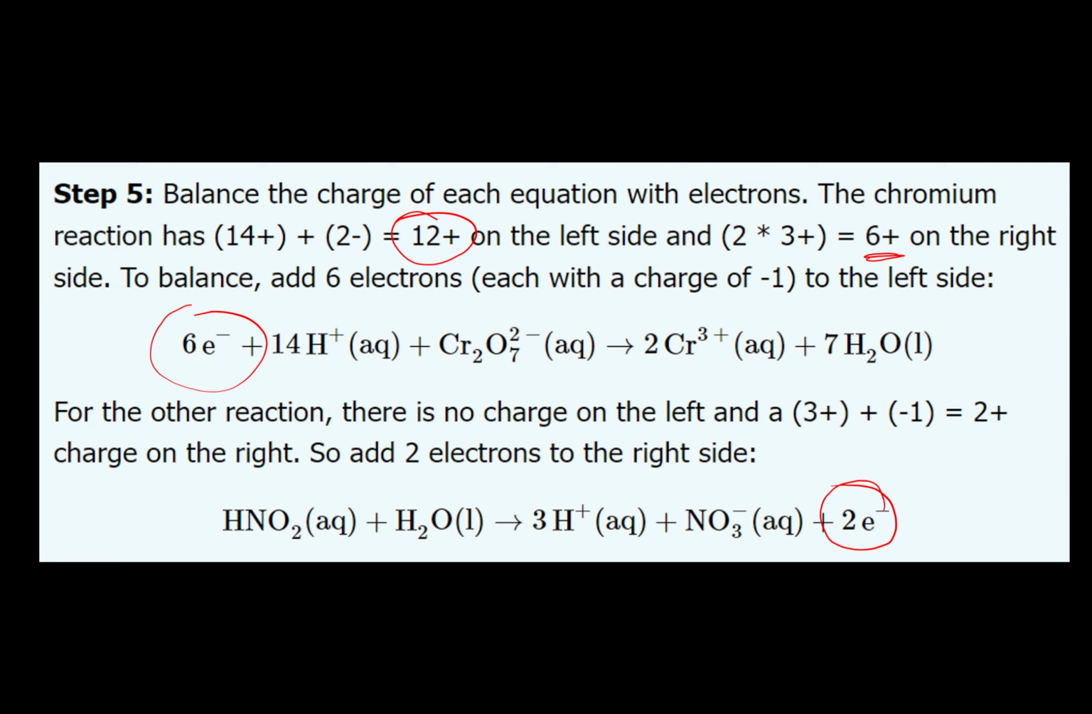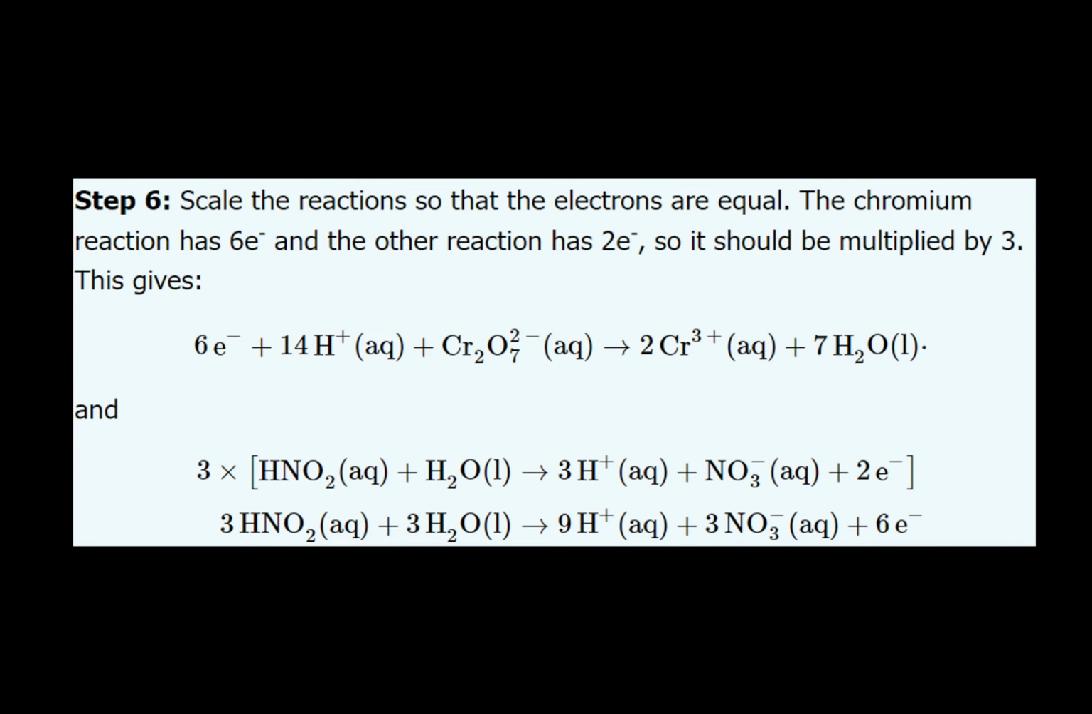What do we do next? Can anybody tell me what we do next? Cancel. No, you can't cancel. Notice that our electrons are not the same. We don't have the same number of electrons. So what do we need to do? Yeah, the number of electrons. You equate the electrons. So here now we have to equate the electrons.